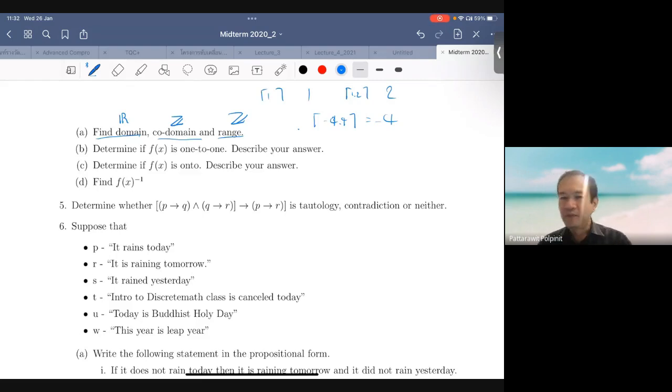Okay, we have B, C, D. How about I give you 5 minutes? Trying to think of F: is it 1 to 1 or onto? Don't be concerned about problem D. Give you 5 minutes. I need some water. You can try to check if F is 1 to 1 or onto.